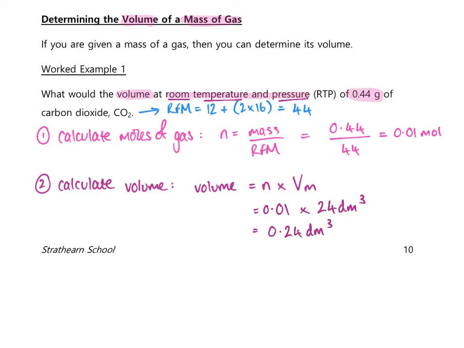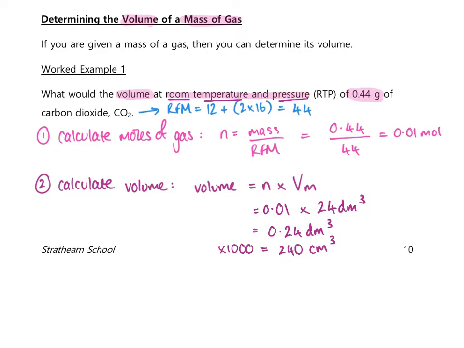Now what you can do is convert that into centimetres cubed if you wish, but that answer would be absolutely fine. But to convert to centimetres cubed, you would times by 1,000, and that would give you 240 centimetres cubed. But an answer of 0.24 decimeters cubed is absolutely fine as well. So 2 steps to these calculations.